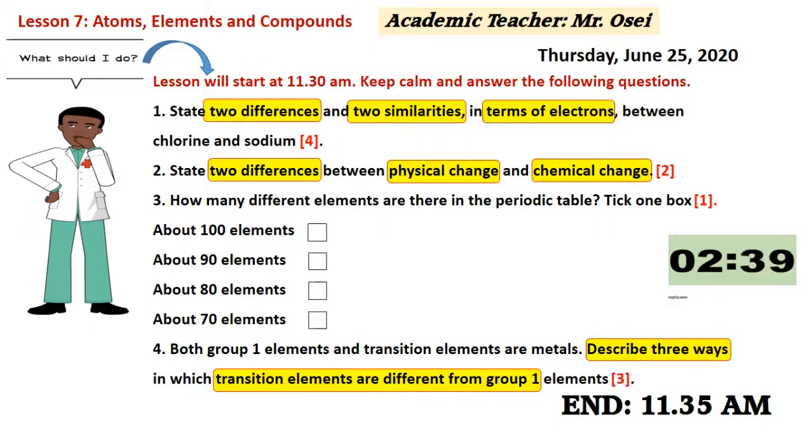Just a quick reminder, what I've done is I've highlighted some keywords, things which will help you to understand how to do question 1, question 2, and question 4. That will help you to understand exactly what you have to do to get the questions correct. So for example, question 1 has got 4 points, and I've highlighted 2 differences, 2 similarities, in terms of electrons. For question 2, I've highlighted 2 differences, physical change, chemical change.